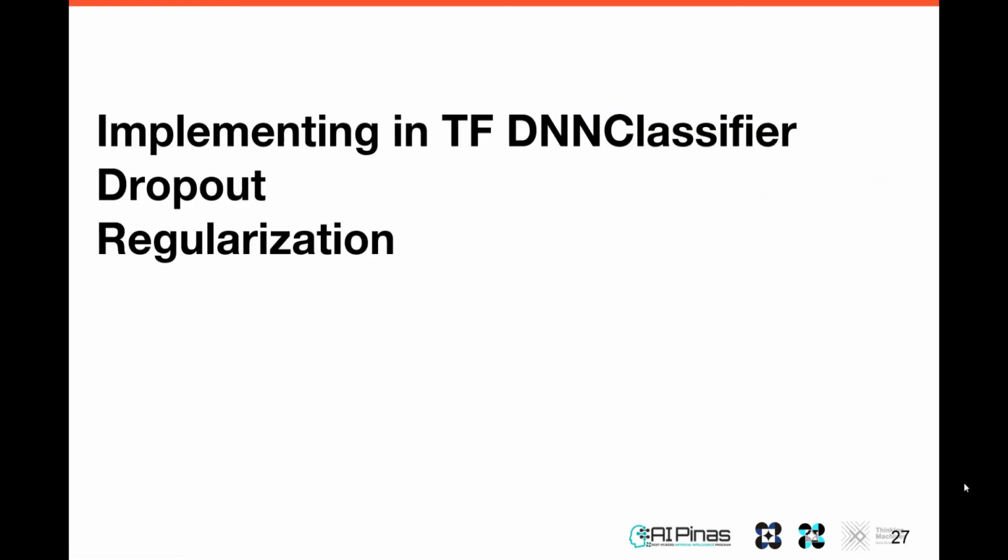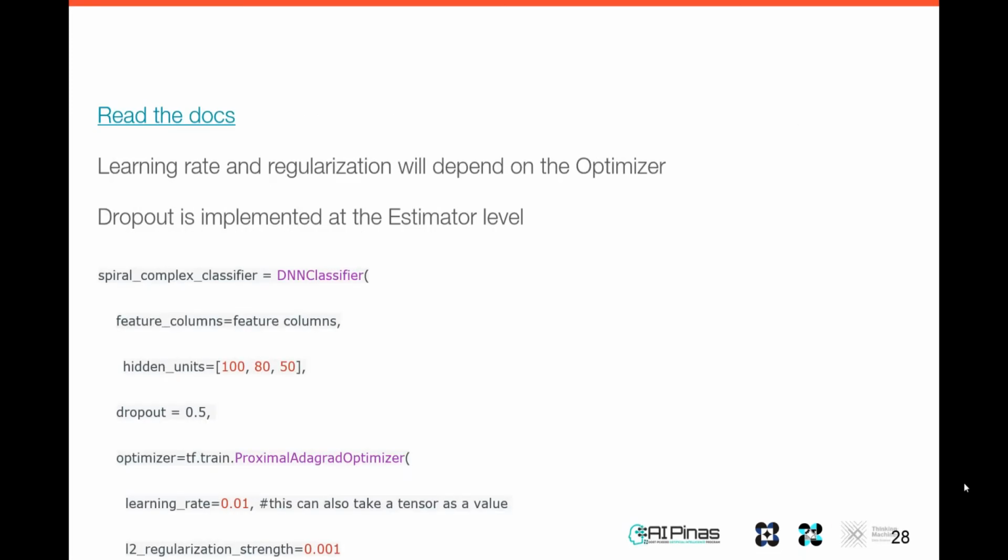Okay, so now we've gone over dropout and regularization. How do we implement this in TF's DNN classifier? Super easy. These are both parameters. Read the documentation. Things are changing all the time with TF. But right now, learning rate and regularization depend on the optimizer you choose, which makes sense because that's where you build in the learning rate. And dropout is implemented at the estimator level, which also makes sense.